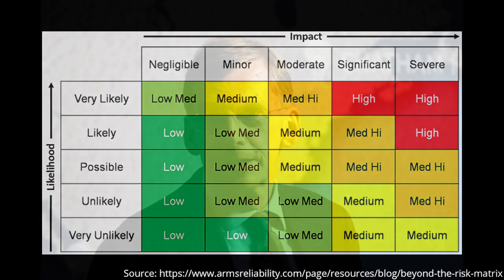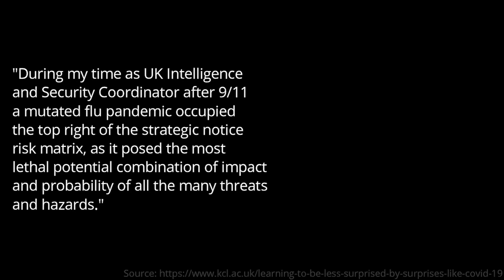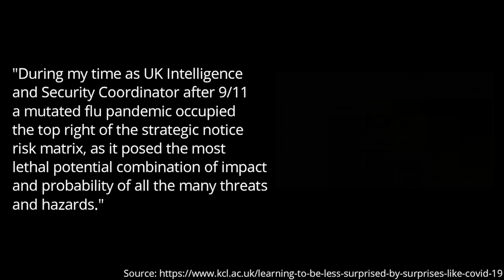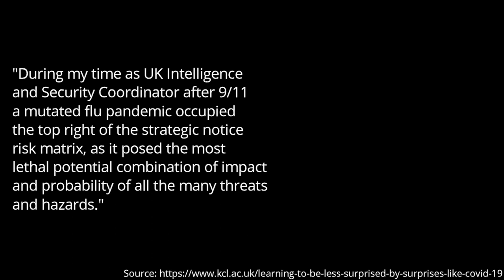To give an example, a quote from David Omand, a former director of GCHQ, a British intelligence and security organization. "During my time as UK intelligence and security coordinator after 9/11, a mutated flu pandemic occupied the top right of the strategic notice risk matrix, as it posed the most lethal potential combination of impact and probability of all the many threats and hazards." Interesting.